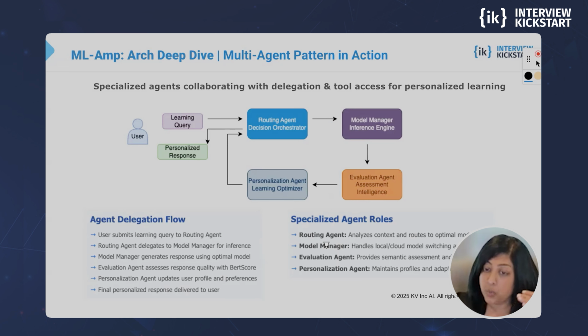Because you have the RAG pieces working in there, the model manager is what's handling the model switching and the inference. There's an evaluation agent and a personalization agent to maintain user profiles and to handle the adaptive learning experience for the user. So a complete agent delegation flow between these multiple agents working together. Remember, I mentioned when we talk about AI agents, there are about 5 patterns that are leveraged. So this is the multi-agent pattern. Each of these agents in the multi-agent pattern is following the ReAct, the reason, act, and observe pattern within itself.